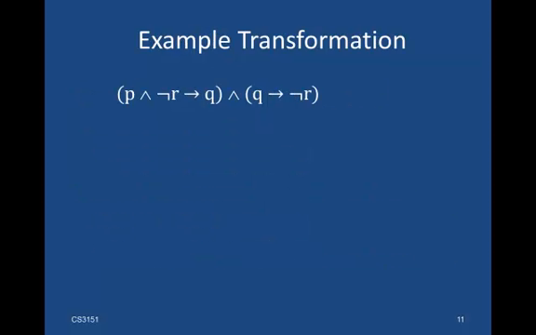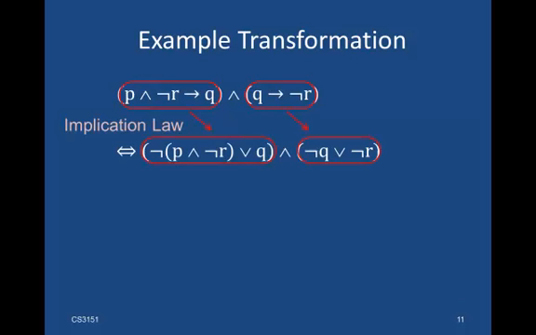We start out with the proposition P and not R implies Q and Q implies not R. Note that all logic laws we introduced, except for the implication law, use only the negation, conjunction and disjunction. It is often helpful to remove the implication operation, because then our chances are better that more logic laws can be applied. So in the first step we apply twice the implication law to replace both implications by disjunctions.